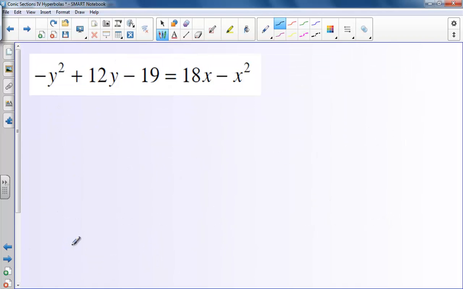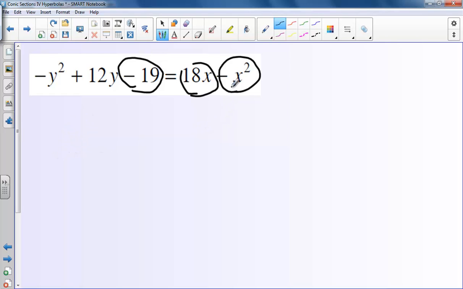Let's work one more example together. Same situation here. My terms are not where they need to be. My y terms are on the left, they're okay. My constant needs to move, so this is moving, and this is moving. So if it's moving, its sign is changing. If it's not moving, its sign is not changing.